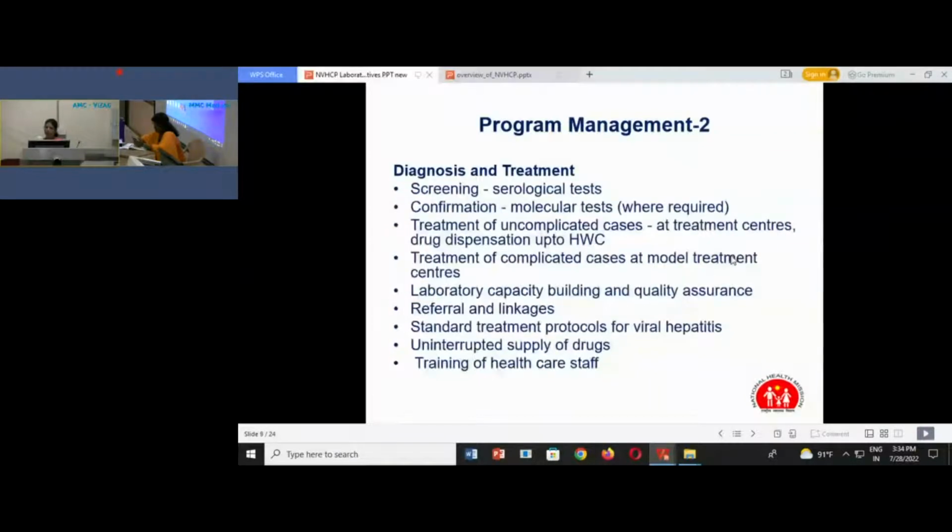Program management two includes diagnosis and treatment. This includes screening by serological tests, confirmation by molecular tests where required, and treatment of uncomplicated cases at treatment centers, with drug dispensation up to health and wellness centers. Treatment of complicated cases is made available at model treatment centers. Then laboratory capacity building and quality assurance, referrals and linkages, standard treatment protocol for viral hepatitis, uninterrupted supply of drugs, and training of healthcare staff.